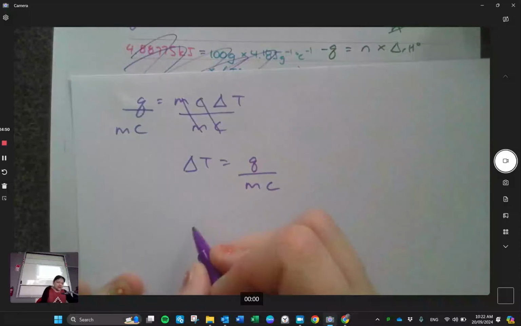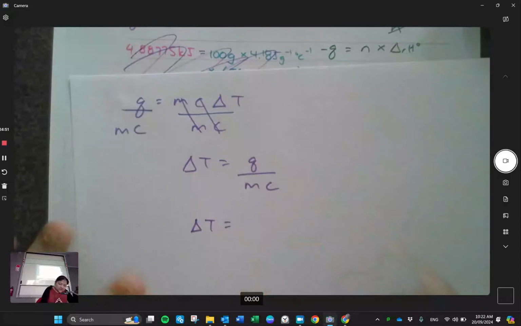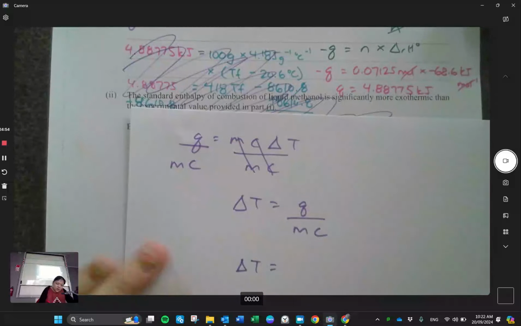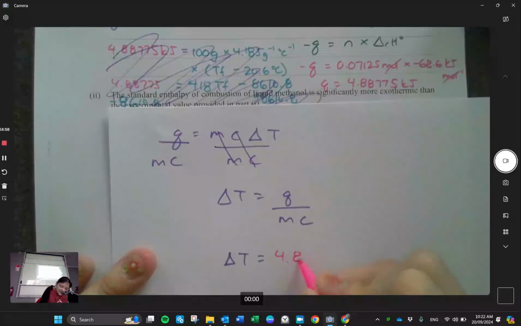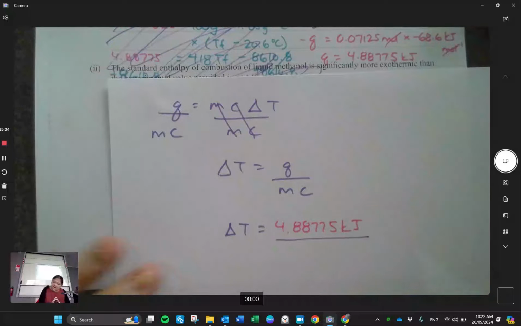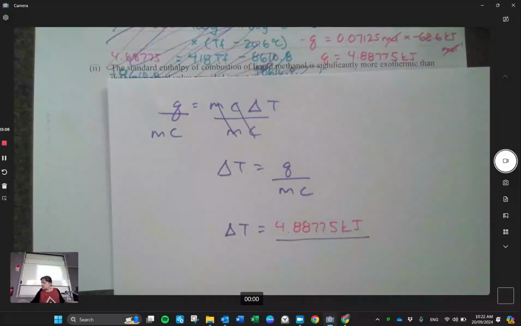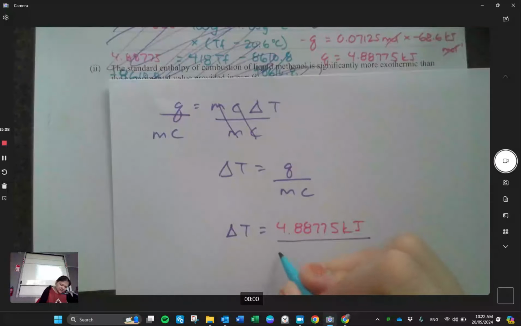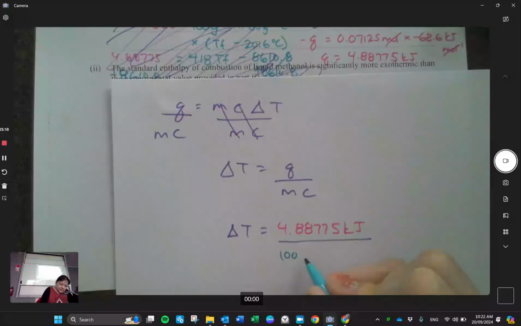So we know our Q value from before. Our Q value was 4.88775 kilojoules. And then we are dividing it by our mass. Our mass was 100. I knew something looked funky with that. So that's a good lesson for you guys. When you're doing your math and the number doesn't look right, double check your work. And that's for all subjects.